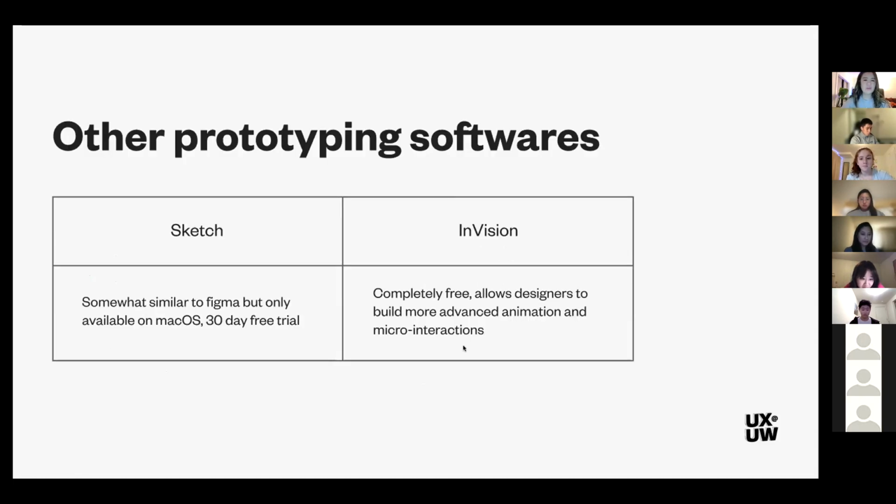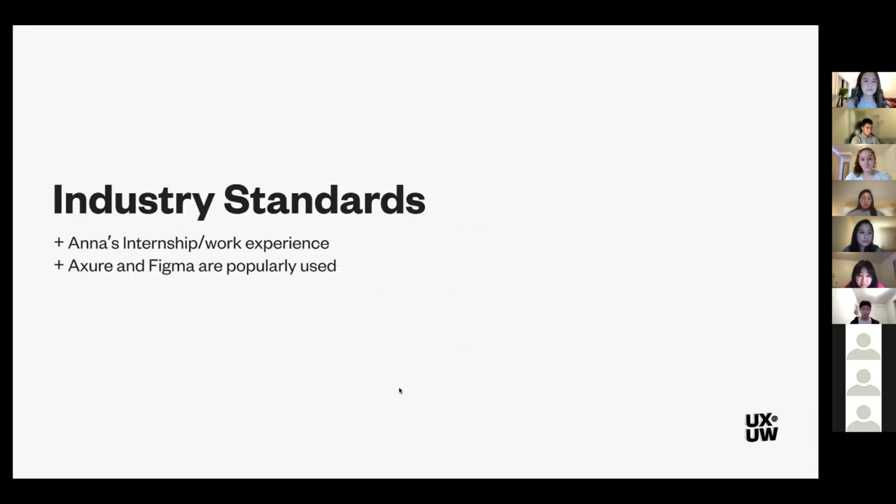Other prototyping software that you might use, ones that I've used personally: I've used InVision a little bit more than Sketch, but I like InVision because it's completely free. You can do a little bit more advanced animation and micro interactions in it than Figma might allow you to. So you could build your frames for a UI in either Illustrator or Figma, export those, and then throw them into one of these software tools to help make fully fleshed out animations or interactions that you might want to put in your portfolio.